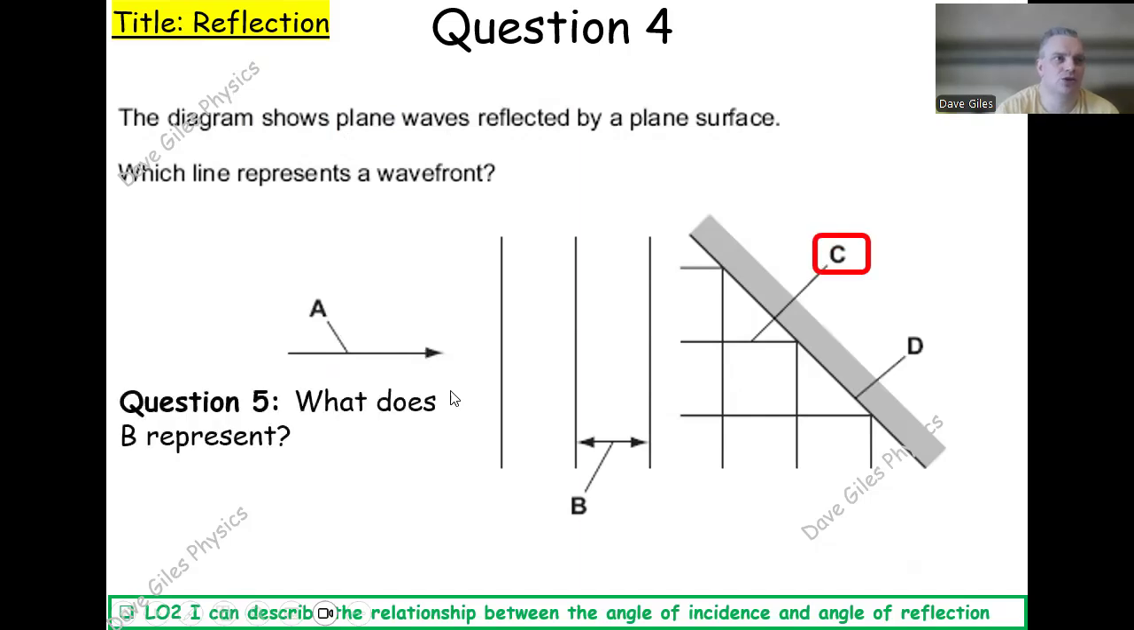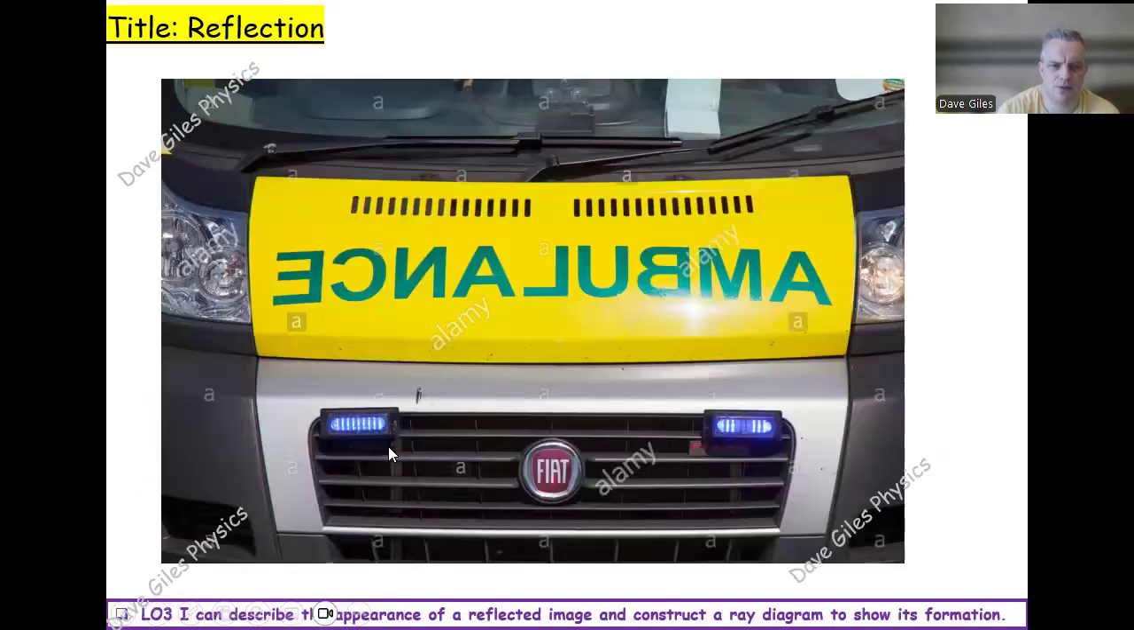And the extension is, what does B represent? And B represents one wavelength. Okay, so that's the second learning objective complete. Describe the relationship between the angle of incidence and angle of reflection.